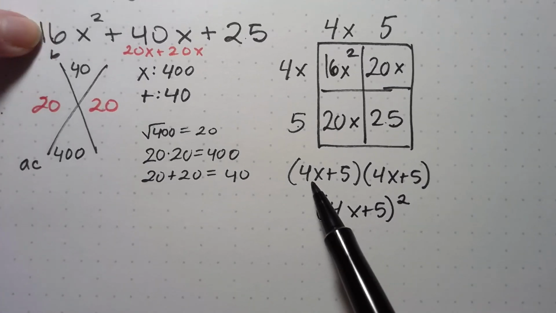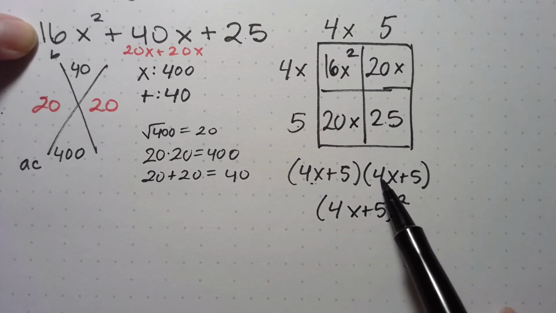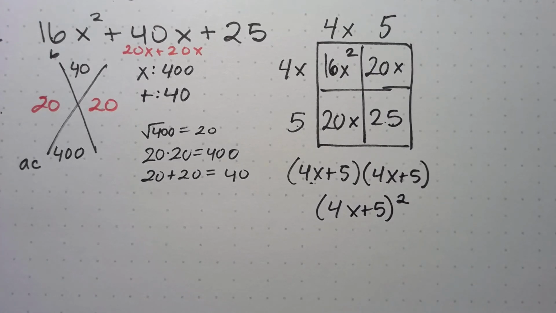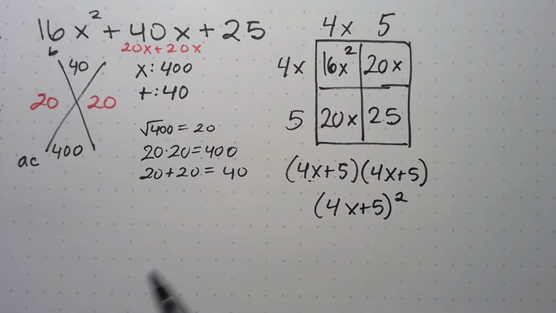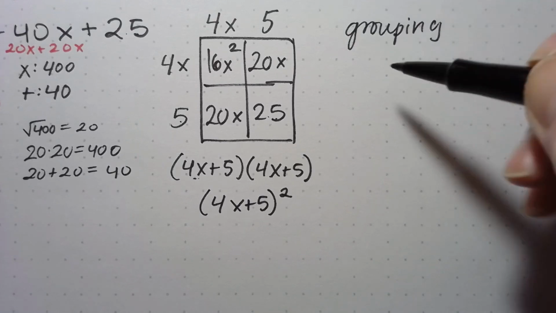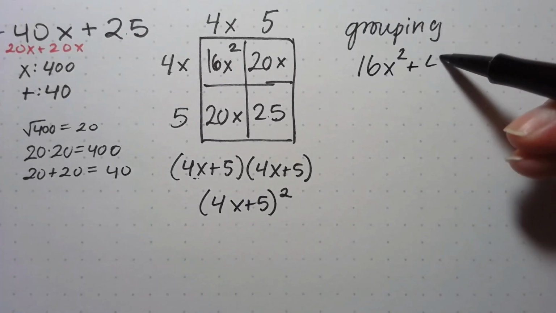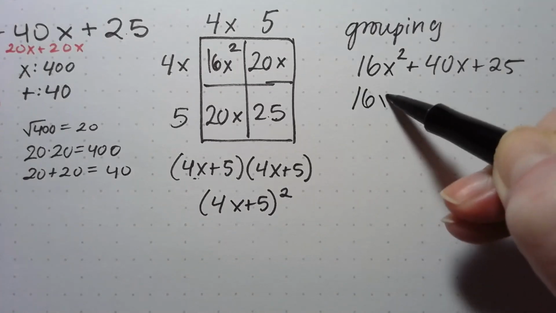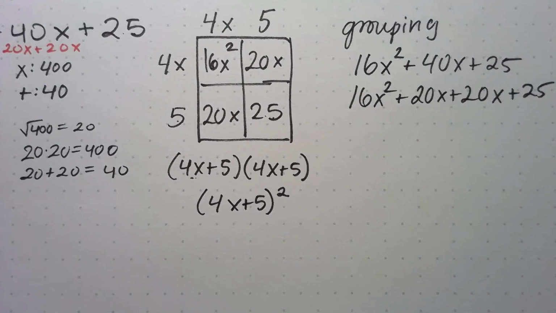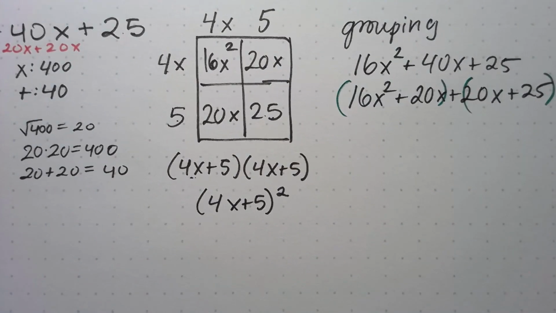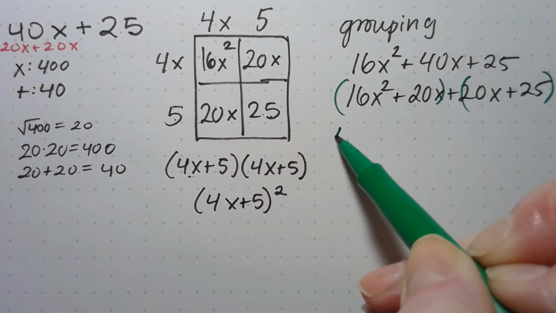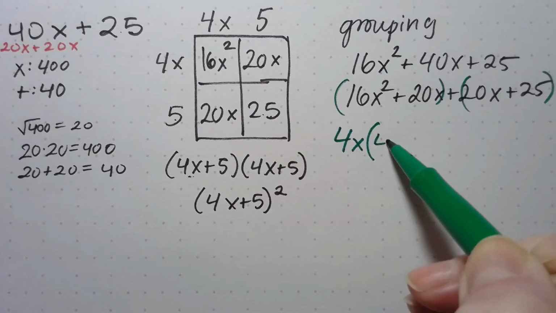And if we look, square root of 16x squared is 4x. Square root of 25 is 5. And everything is added because we have a positive 25. Now, if we do the grouping model, I would get 16x squared plus 40x plus 25, which is 16x squared plus 20x plus 20x plus 25. Group those together and divide out. We'll divide out our greatest common factor here, which would be 4x. And I'd be left with 4x plus 5.